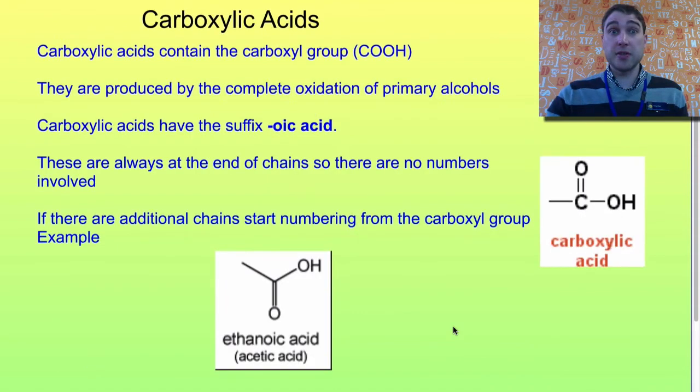Alright. The next group we're going to look at is the carboxylic acids. The carboxylic acids have this group here, C double bond O H. That's how I read that when I see it because that reminds me of what's in there.